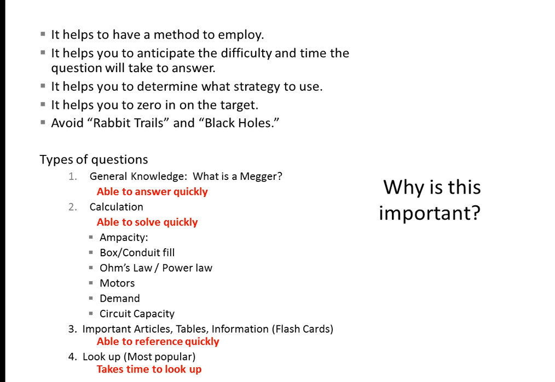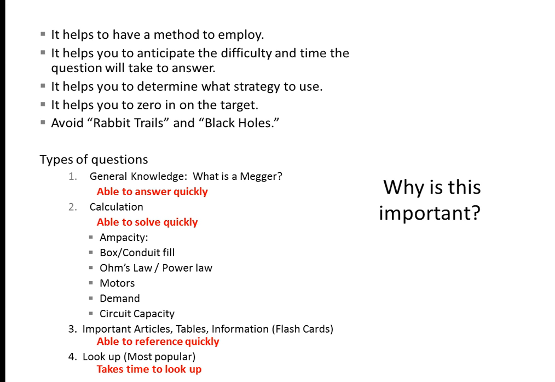Another type of question is using important tables and articles that are commonly used. So if you memorize these commonly used tables and articles, you won't have to turn to them in the index to answer them. They will be fresh in your mind, and you could refer to them instantly once they're memorized. The last type of question that I've identified is the lookup question, and that's the most popular, and that takes the most amount of time.